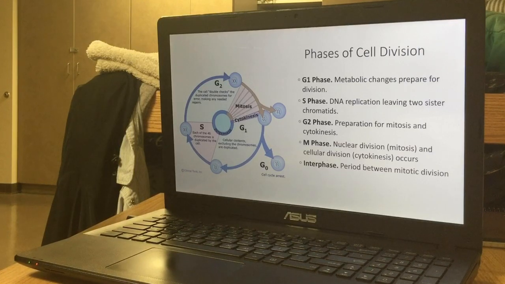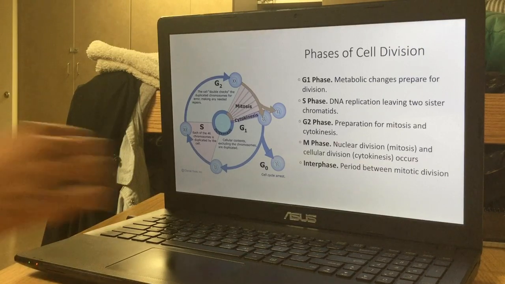After that is G2 phase, which is also known as the gap 2 phase. This is where the cell prepares for mitosis and cytokinesis. Following that is the M phase, where mitosis and cytokinesis actually take place. And then you have your interphase, which is basically G1, S, and G2 phases.